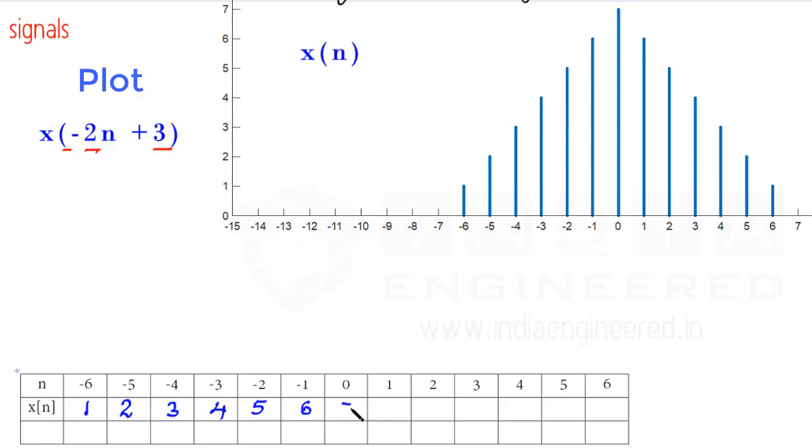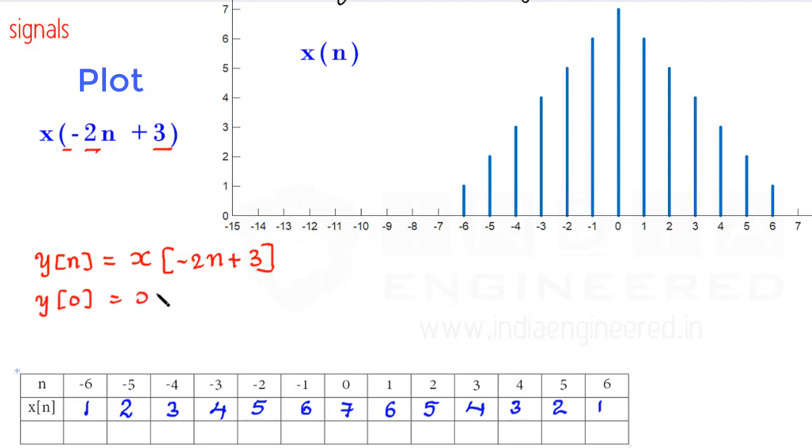So we'll get 6, 7. Then x of n at n equal to 1 is 6. So just fill this really fast. So let's assume that y of n is equal to x of minus 2n plus 3. So let's say we want to calculate y of 0. So y of 0 will be equal to x of minus 2 into 0 plus 3. That is x of 3. So x of 3 is 4. So that will be our y of 0.